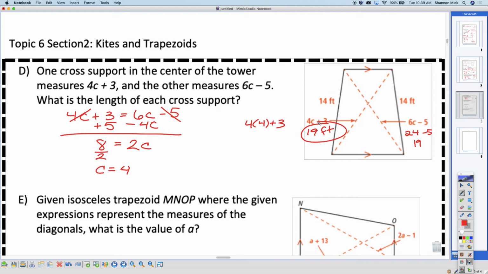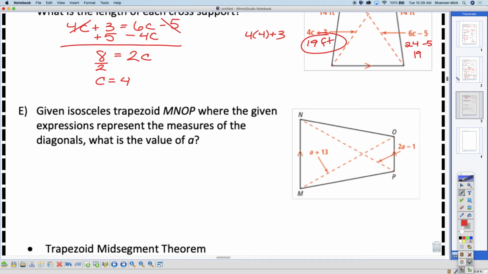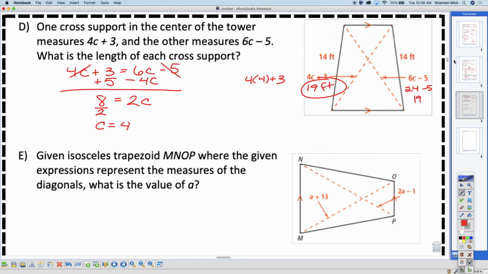I always check both, because if they don't come out the same, did I do something wrong? And it didn't take me much to check both. Wait, how'd you get 24 for that one? 6 times 4 is 24.